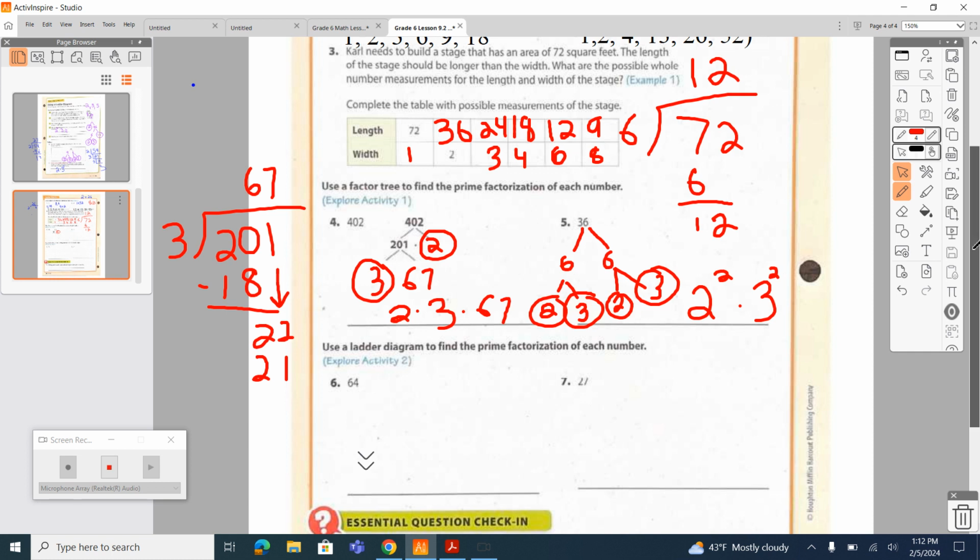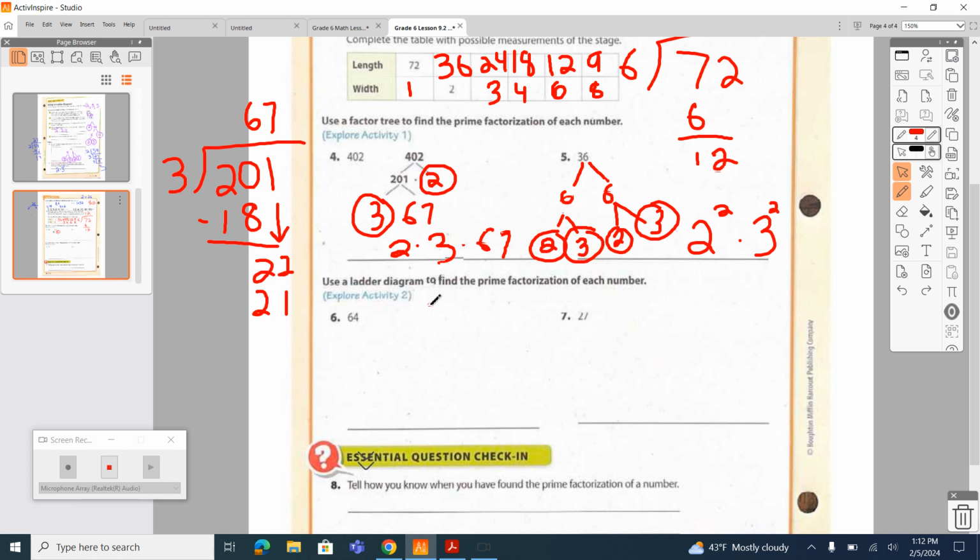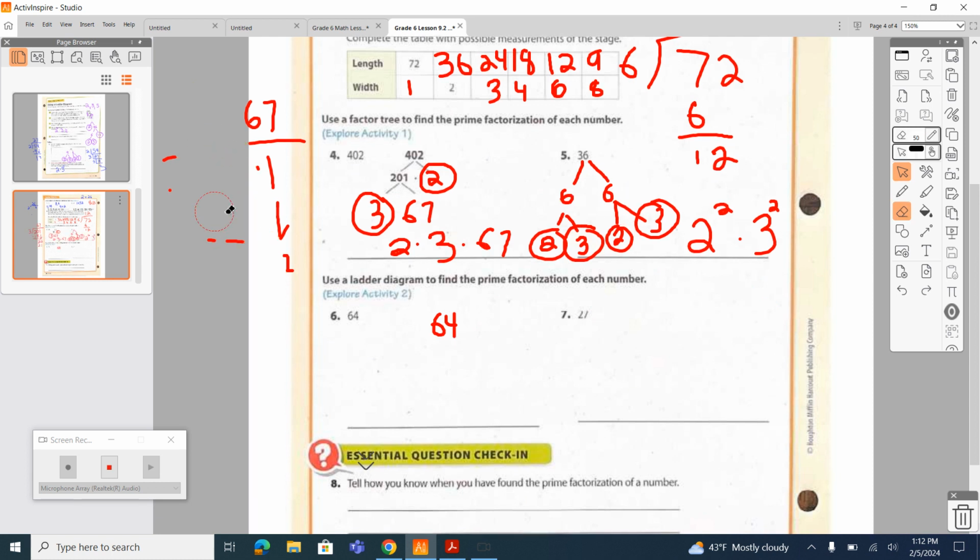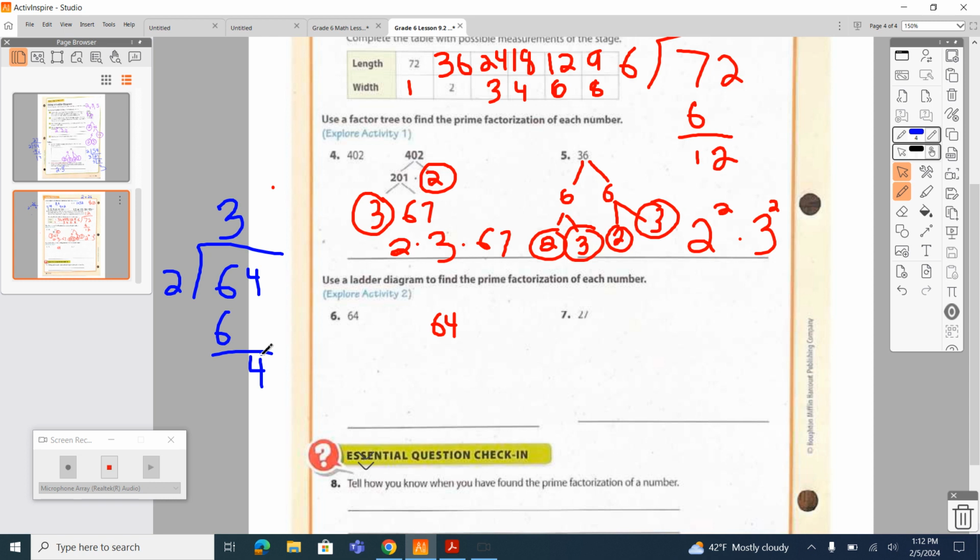So with a ladder diagram, we only pull out prime numbers, which means I'm going to do 64 divided by 2. I'm getting tired of red here, so I'm going to change colors. Use blue. So 64 divided by 2. 2 goes into 6 3 times. 3 times 2 is 6. We subtract, we get 0. Bring down the 4. 2 goes into 4 2 times. So 2 goes into 64, and we're left with 32.